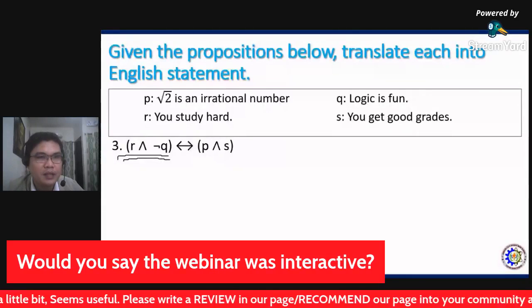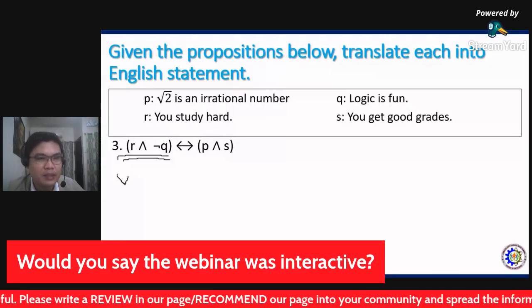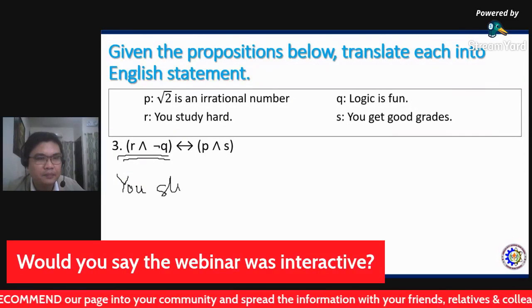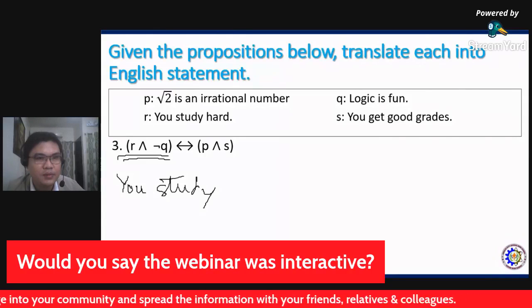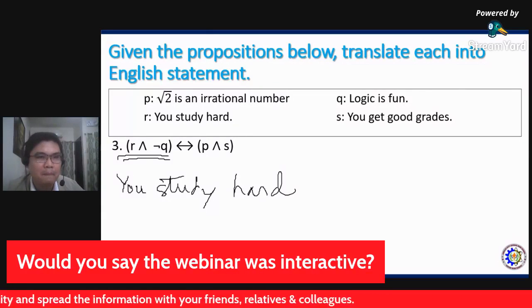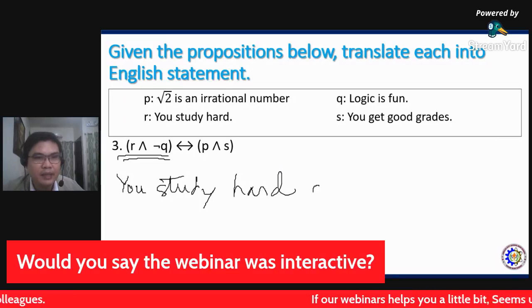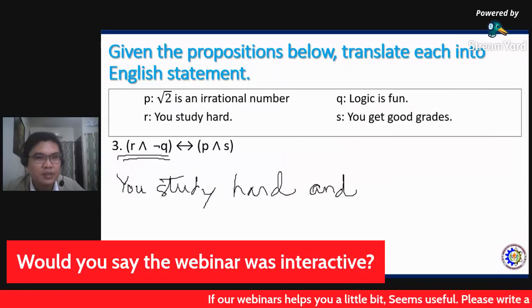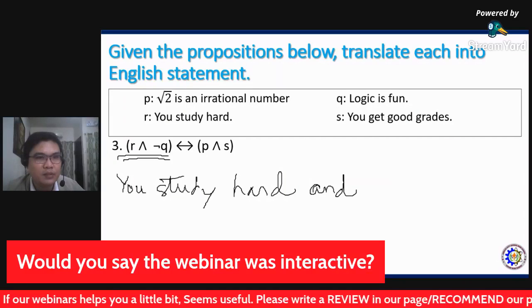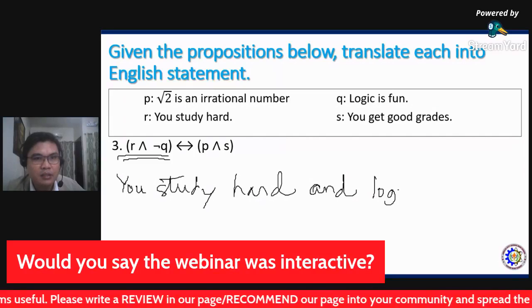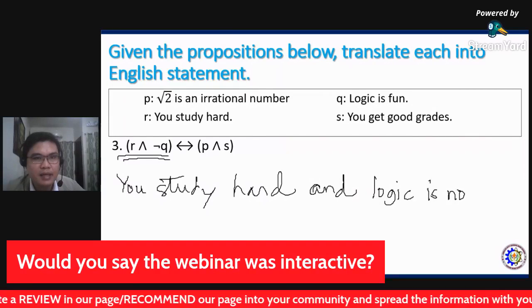So R is you study hard, so we'll write that as: you study hard, and then this symbol is conjunction, meaning we will be using the word and. Okay, you study hard and Q. We'll use Q, but we will negate it because of the presence of the negation symbol. So: and logic is not fun.